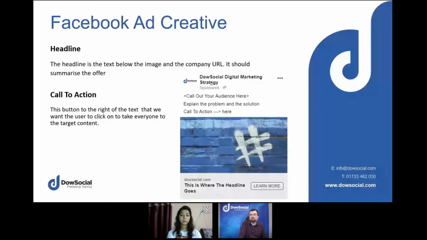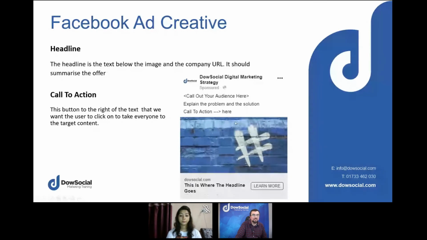The headline, so you'll see that next to the call to action button is a summary of what the ad says, and so on the right here you can see that we would call out our audience, explain the problem and solution, and then we'd have a call to action.